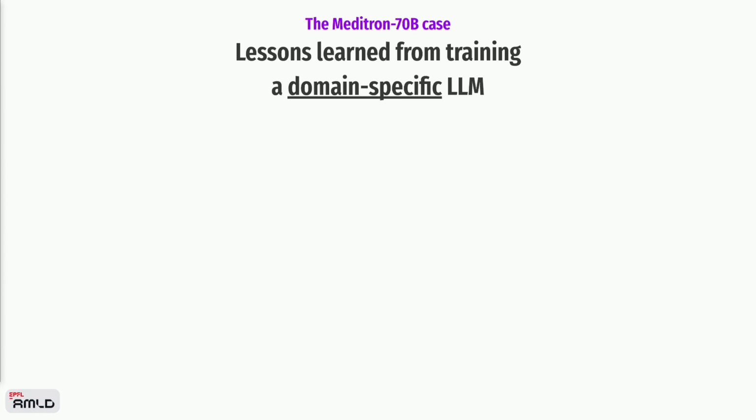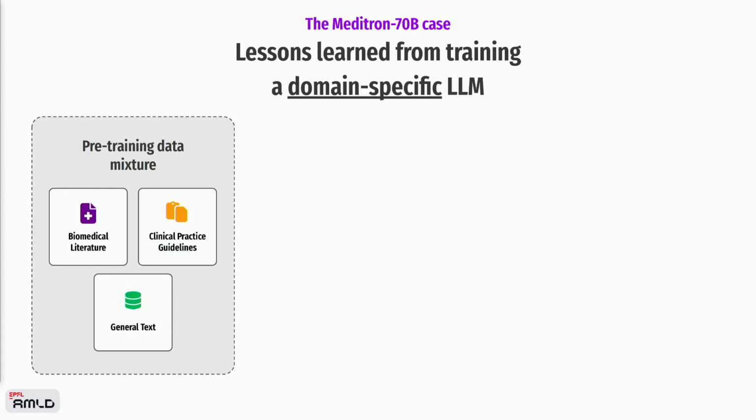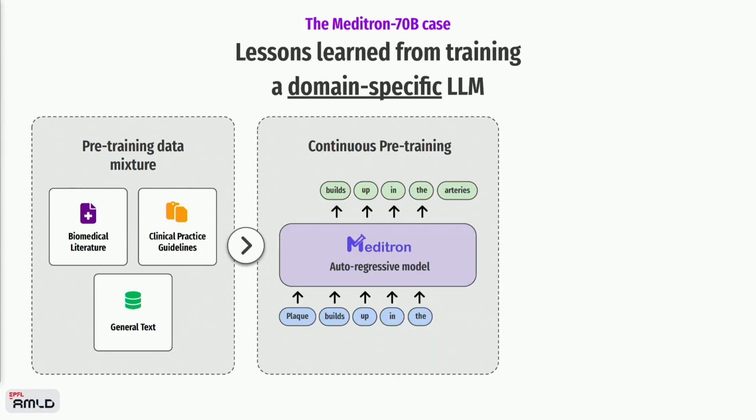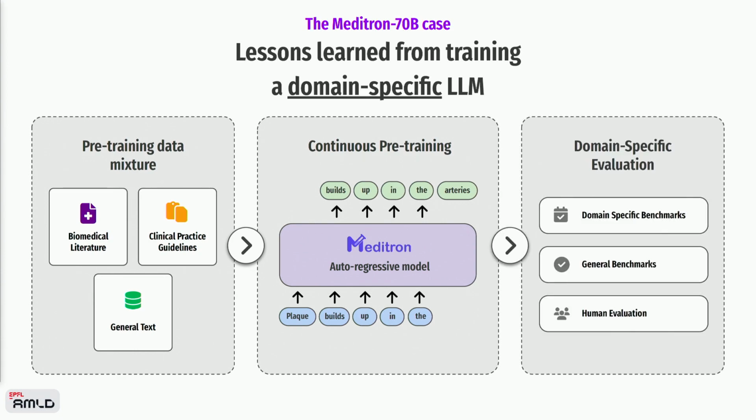Okay? So we're going to basically draw conclusions from this project in terms of what are the best pre-training data mixtures that we can use in order to achieve high-quality training. What are the challenges that we face when it comes to continually pre-training these kinds of models? And finally, how we evaluate these models, both in domain-specific tasks, but also in general capabilities of LLMs.